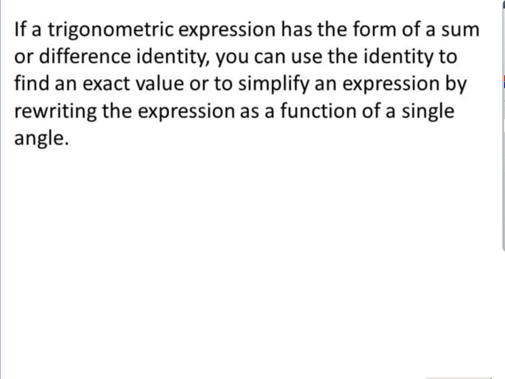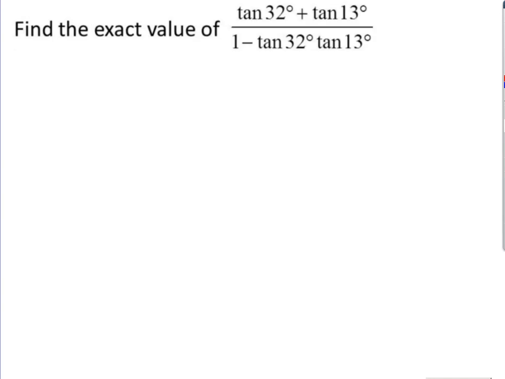If a trigonometric expression has the form of a sum or difference identity, you can use the identity to find an exact value or to simplify an expression by rewriting the expression as a function of a single angle. So if they give you basically an expanded version, you can condense it back down by either doing the sum or the difference and seeing what that value is, and then looking on your unit circle to find the value.